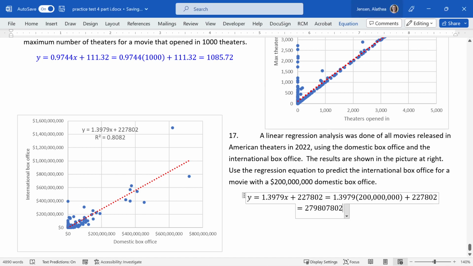Okay, so here's what I got, and let me put some commas in here. 279,807,802, and I guess that's dollars.